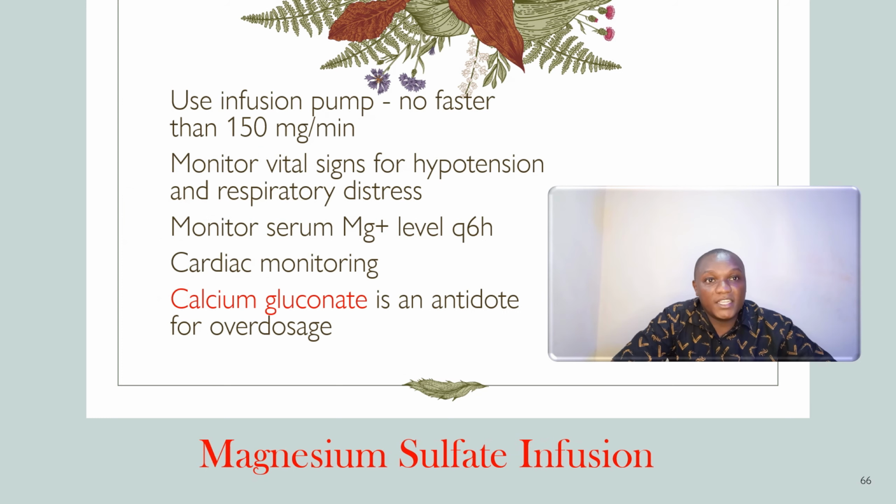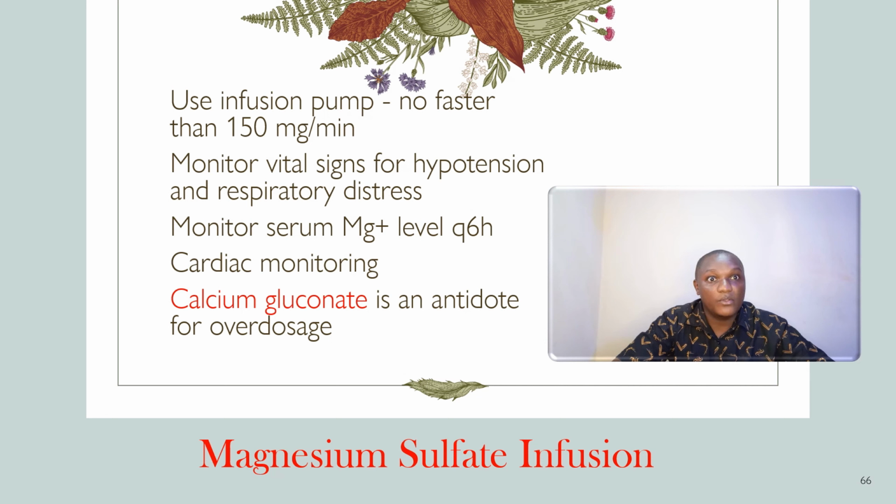When you're giving magnesium sulfate infusion, you need to use an infusion pump, and you cannot give faster than 150 milligrams per minute. So you are giving it slowly, no faster than 150 milligrams per minute when you are using an infusion pump. Monitor vital signs for hypotension and respiratory distress. Patients on magnesium sulfate usually develop respiratory distress, a slow breathing rate.